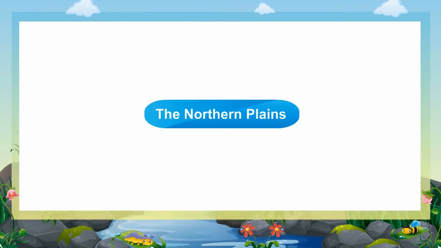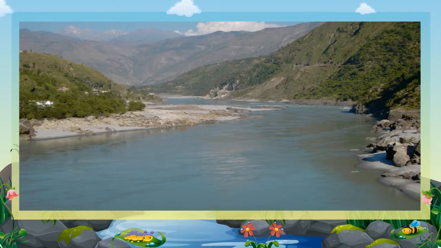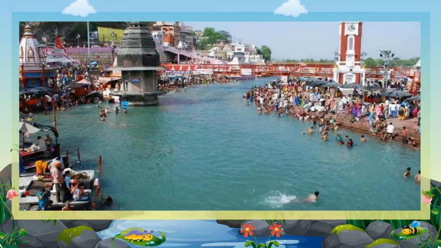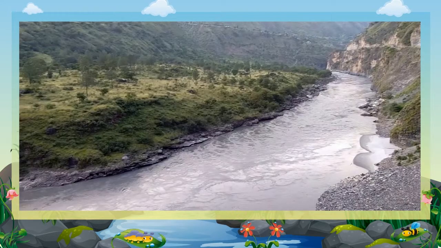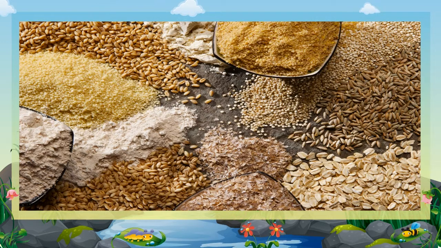The Northern Plains. The Northern Plains lie to the south of the Himalayas. These plains cover a large area of flat land and are also called the Indo-Gangetic Plains. Many rivers, namely the Indus, the Ganga, the Satluj, etc., flow from the Himalayas. These rivers make the plains very fertile. Most of the food grains of India are produced in this region.